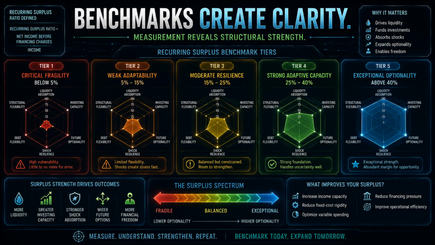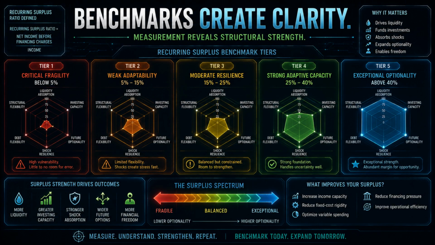To make benchmarking meaningful, we need target ranges. Example recurring surplus benchmark ranges might look like this: below 5% critical fragility, between 5 and 15% weak adaptability, 15 to 25% moderate resilience, 25 to 40% strong adaptive capacity, and above 40% exceptional optionality generation. These ranges are not moral judgments. They are structural observations. Higher recurring surplus creates larger liquidity buffers, stronger investing capacity, greater shock absorption, and wider future state flexibility.